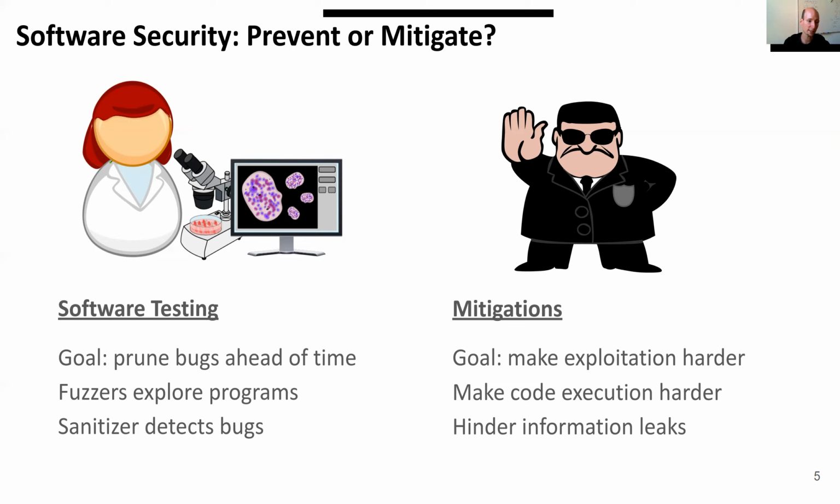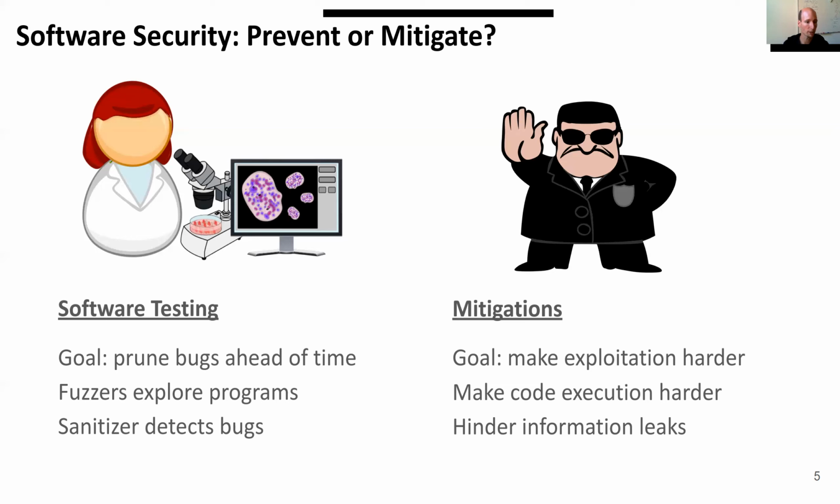The other thrust is ahead of time. While mitigations are at runtime or in line with the execution of your code, software testing happens ahead of time, while the developers are actually working on the code. Here the underlying goal is to prune all the bugs ahead of time, or as many bugs as we can find. For software testing, we could use some form of formal verification, but this may have issues with scaling to really large code bases.